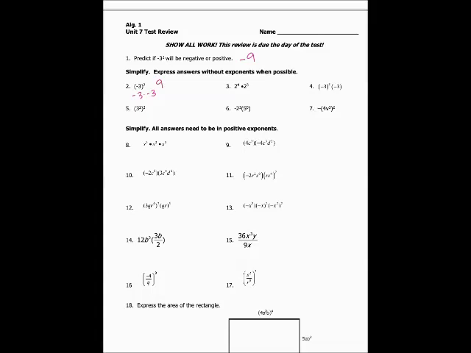On number 3, we keep our base if we're going to use our exponent rule, so we keep our base of 2. We add our exponents, that is 2 to the 7th, and you can put that in your calculator if you have it beside you.